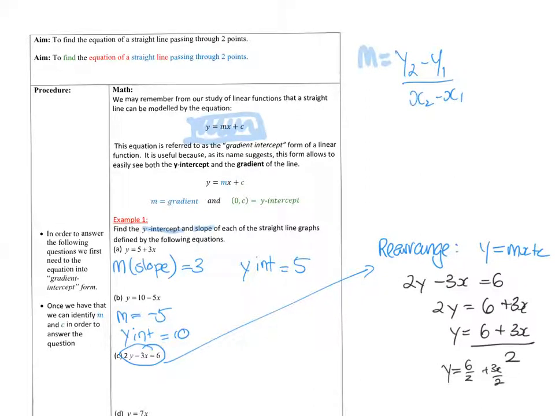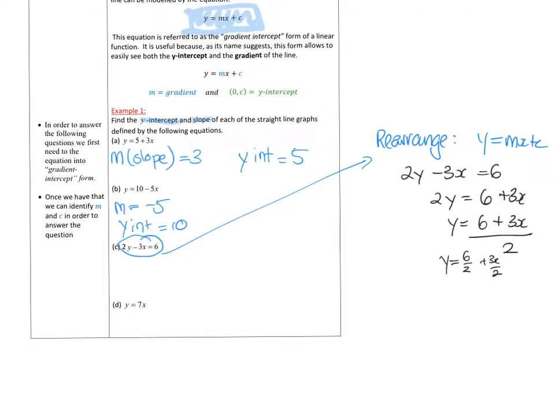So if you simplify that, 6 over 2 is 3, and I can't really do anything with that. Now looking at this one, what is our y-intercept? 3, good. And what is our m? Good, 3 over 2. Excellent. Okay, now with this one, what is the y-intercept? Good, 0. And what is the gradient? Yeah, good. So this graph is like that, isn't it? One of those ones.